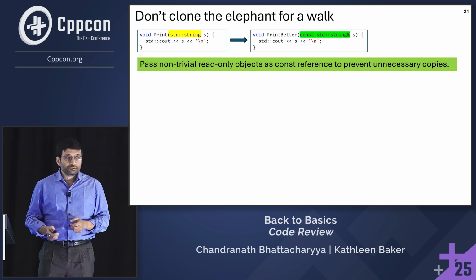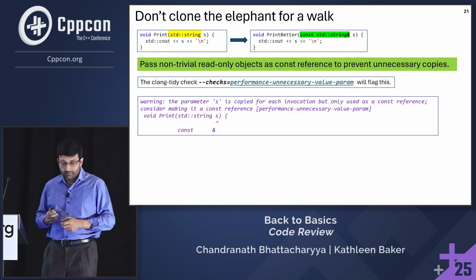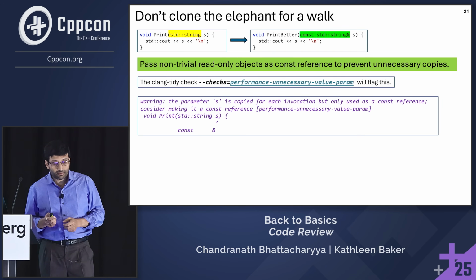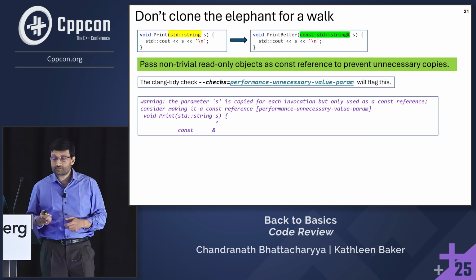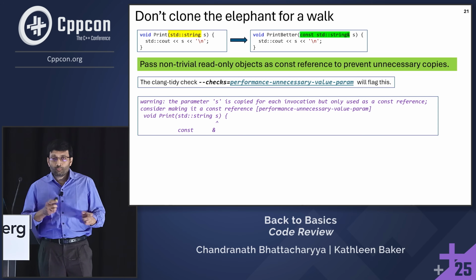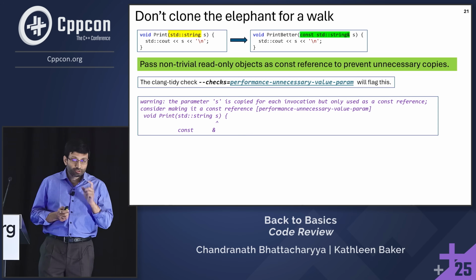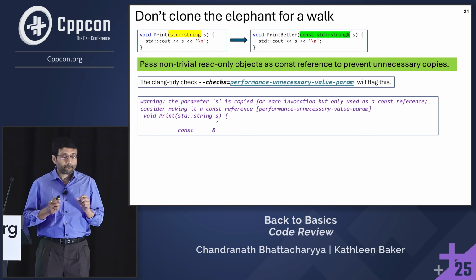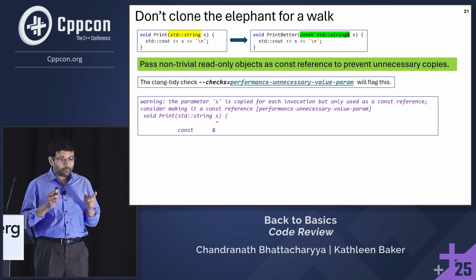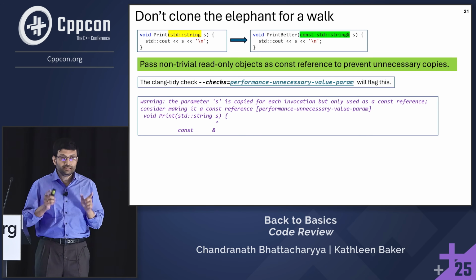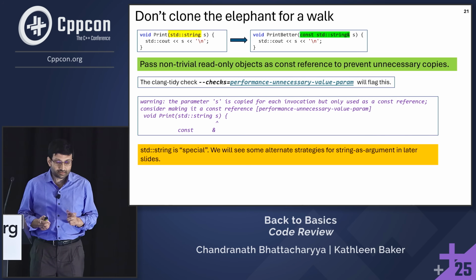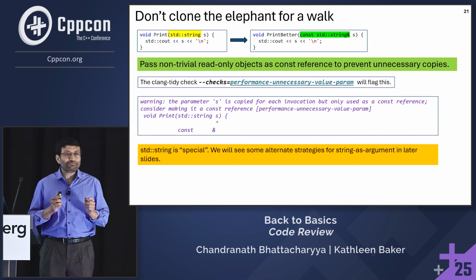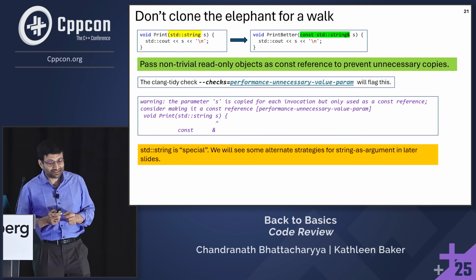Now, how can you detect this in your code? There is a useful clang-tidy check, performance-unnecessary-value-param, which can be used to flag this issue. Now, before moving on to the next slide, just wanted to note this point that the example print actually showed string, but the guidance said pass non-trivial read-only objects and did not mention strings. And the reason is string is special. So we'll see some alternative strategies for string as argument in the later slides.